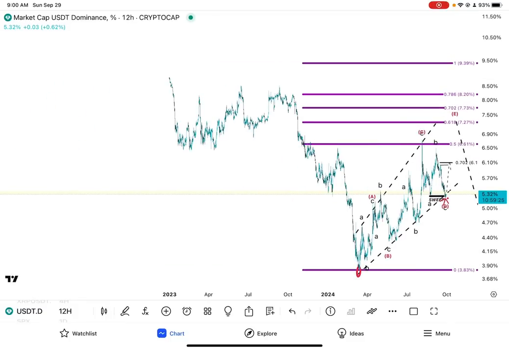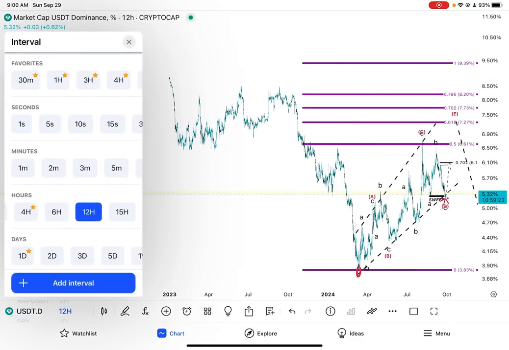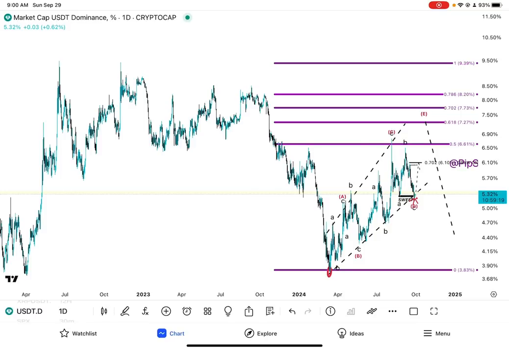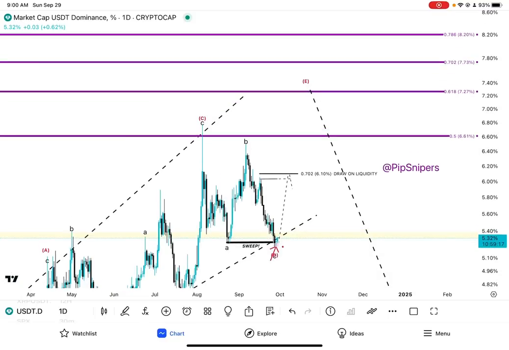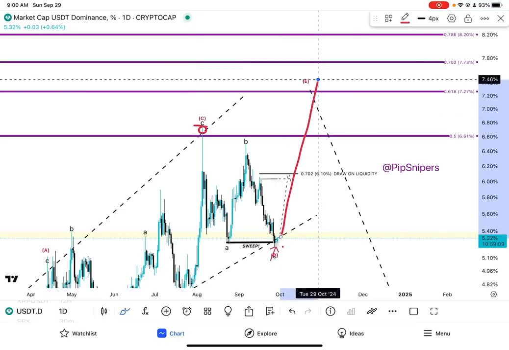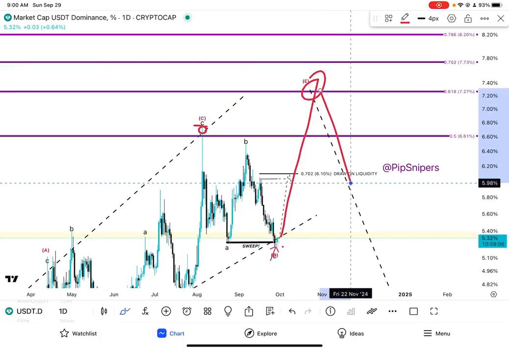And this fib was found by taking a fib from the very high here, so the very high down to the low. You see, we already hit the 50%. We hit it over here on August 5th. But what if we come up towards the 61.8% fib and then drop from there? You see what I'm saying?